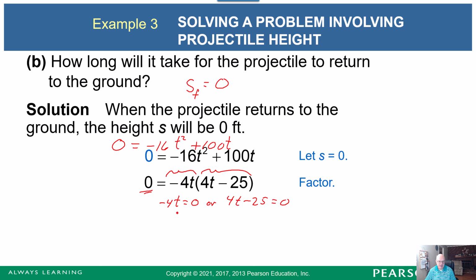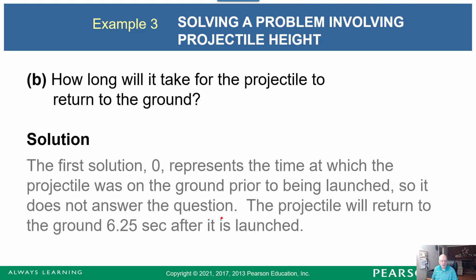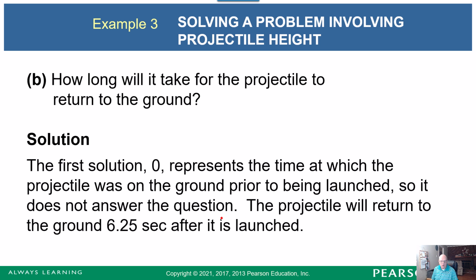Well, this one's pretty easy. t equals 0. That makes sense because it started out on the ground. And 4t equals 25, so t equals 25 over 4, which is 6 1/4 seconds. And this is at 0 seconds, our two answers. So the solution will be, we've got two different times.